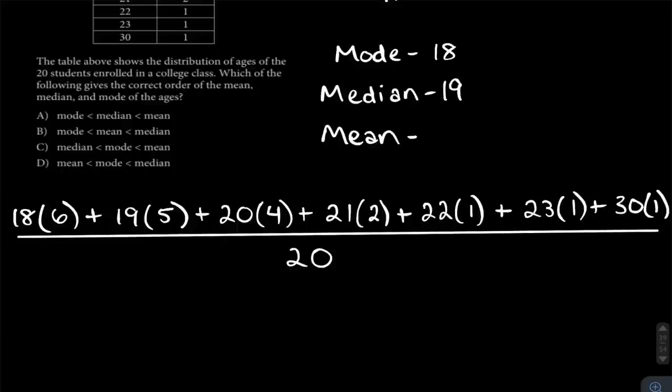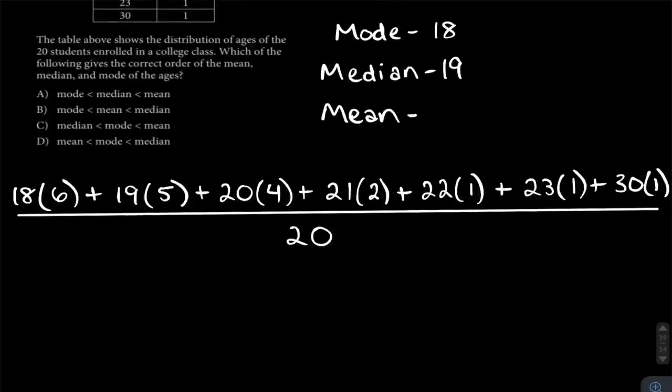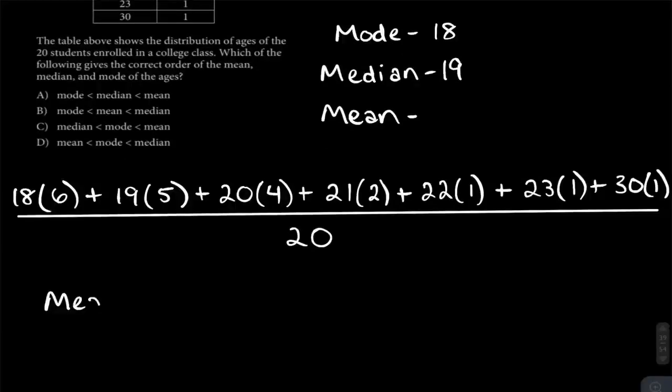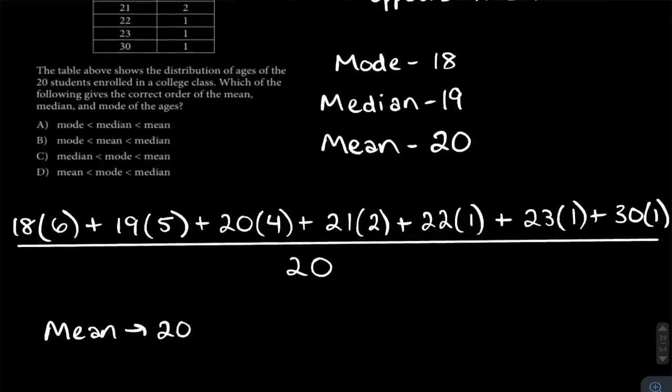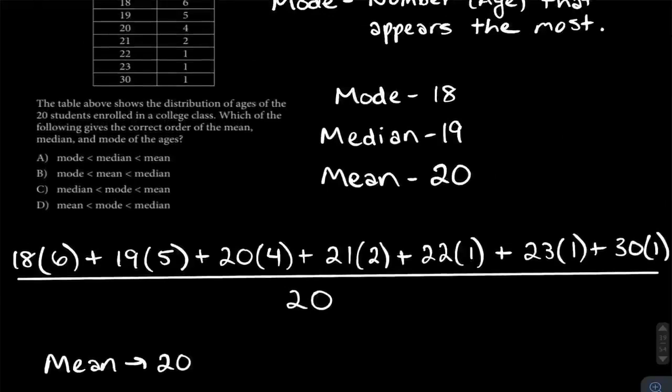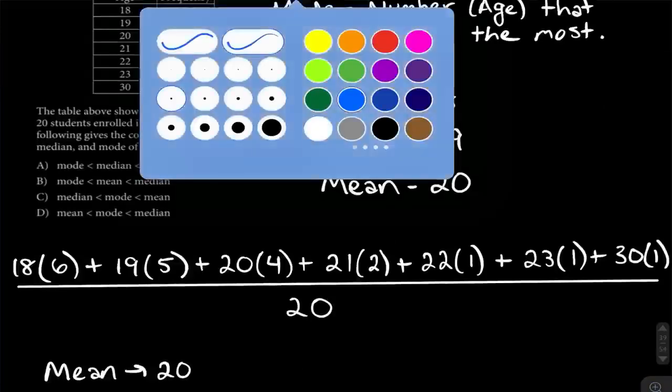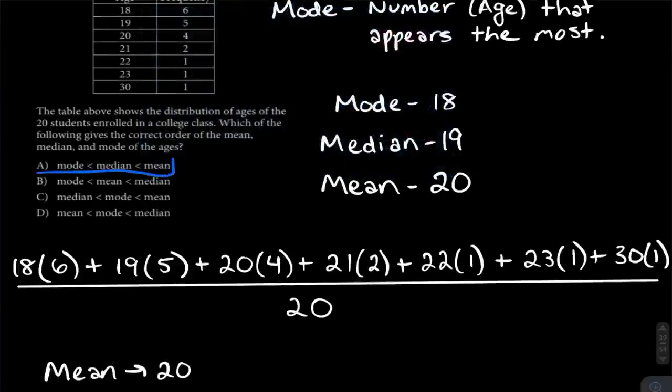But when you actually go and plug all this in, you get that your mean is 20. And so the mean is the greatest, the mode is the least. Which one has that? Well, it looks like choice A, right? And which color are we on? We're on blue. So give this a nice circle in blue.